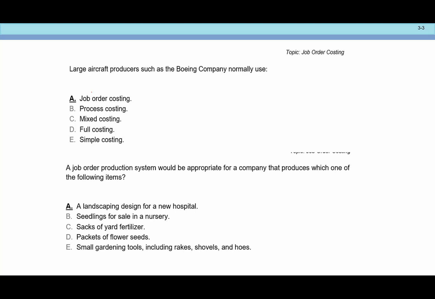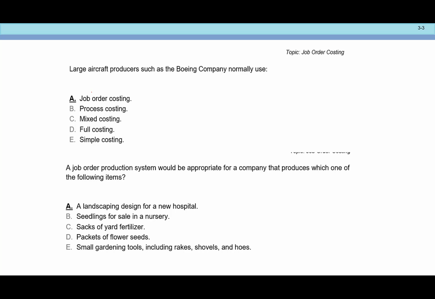Okay. A job order production system would be appropriate for a company that produces which of the following? Landscape design for a new hospital, right? If I'm a landscaping company, landscaping some private residence is going to be a heck of a lot different than landscaping for a business like a hospital. Maybe one hospital is different than another hospital, right? Okay, so I'm going to use job order costing.